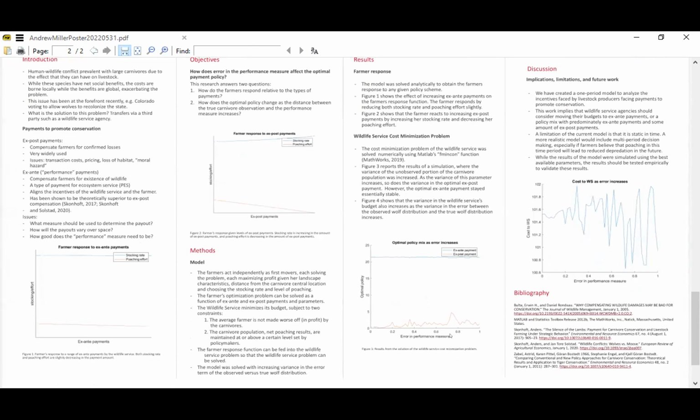Okay, so I'm noting that I'm almost out of time, but in conclusion, we have a one period model to analyze the incentives of livestock producers facing payments to promote conservation. We find that in general the budget is better off being allocated to ex ante payments. However, as the variance of that error term between what the wildlife service can observe and the true population of the carnivore increases, it makes sense to allocate more budget to the ex post payments. The limitation of this model is that it's currently a one period model. And so in the future, extending it to a dynamic model through time would be worth doing. Thank you, and I look forward to any questions you might have.